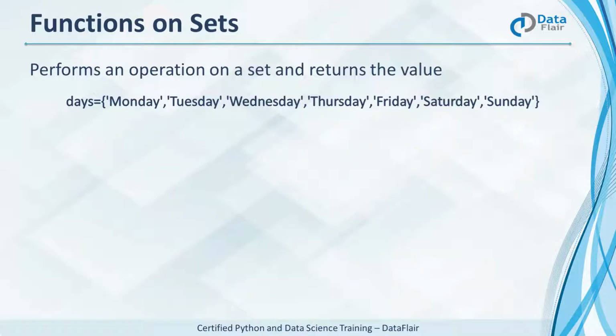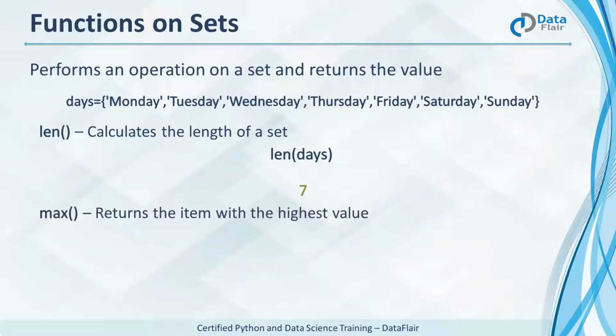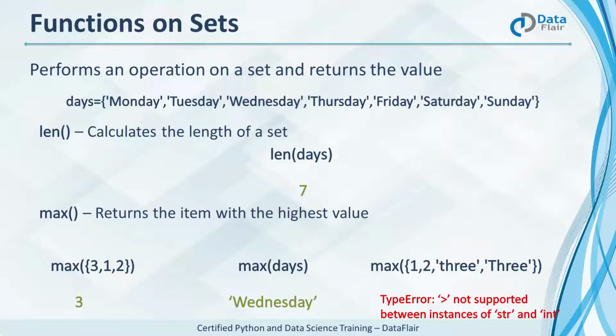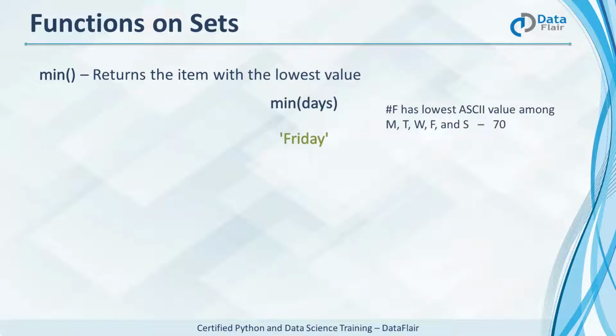Let's discuss some functions we can call on sets. Days is the set we'll be using. Len tells us how long a set is. Days has 7 items. Max gives us the highest value in a set. 3 is highest here. And Wednesday is the greatest, comparing by ASCII values. But we cannot compare values in this one. Strings and integers are not comparable. Min gives us the lowest value in a set. In days, this is Friday.